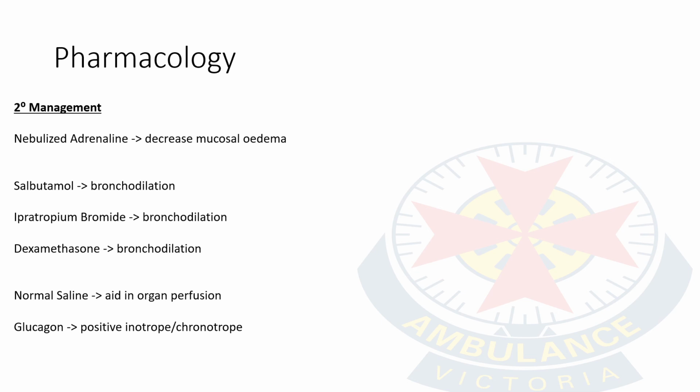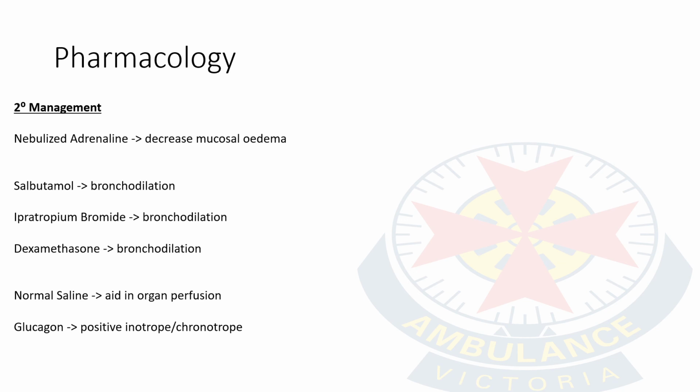Ipratropium bromide is an anticholinergic medication. It causes bronchodilation by binding to muscarinic receptors and prevents the creation of intracellular cyclic GMP. This reduced cyclic GMP results in smooth muscle relaxation. Dexamethasone is a corticosteroid which suppresses the immune response by preventing the transcription of genes for pro-inflammatory mediators in cells. The suppression of the immune response reduces bronchoconstriction.